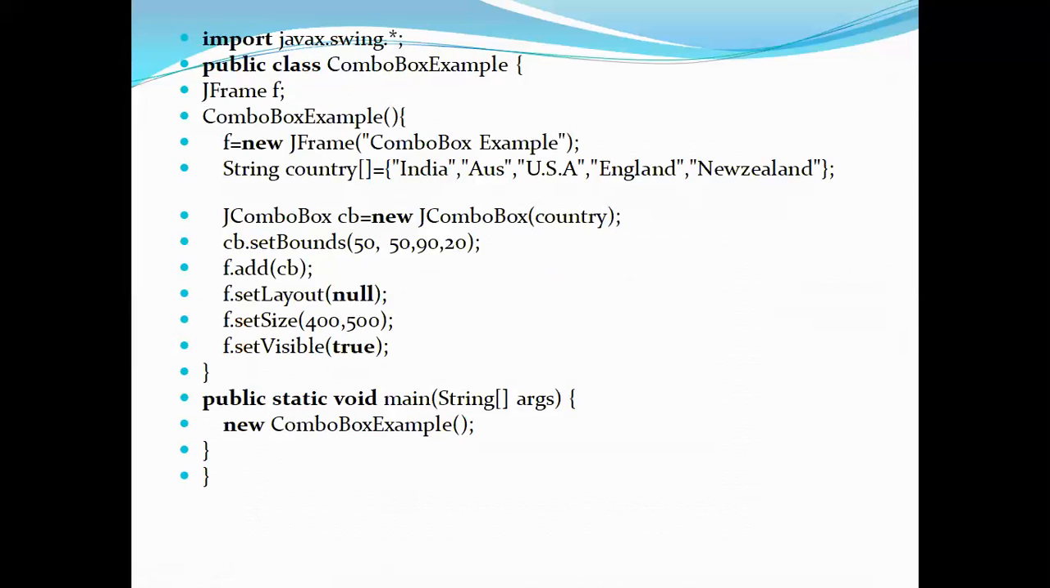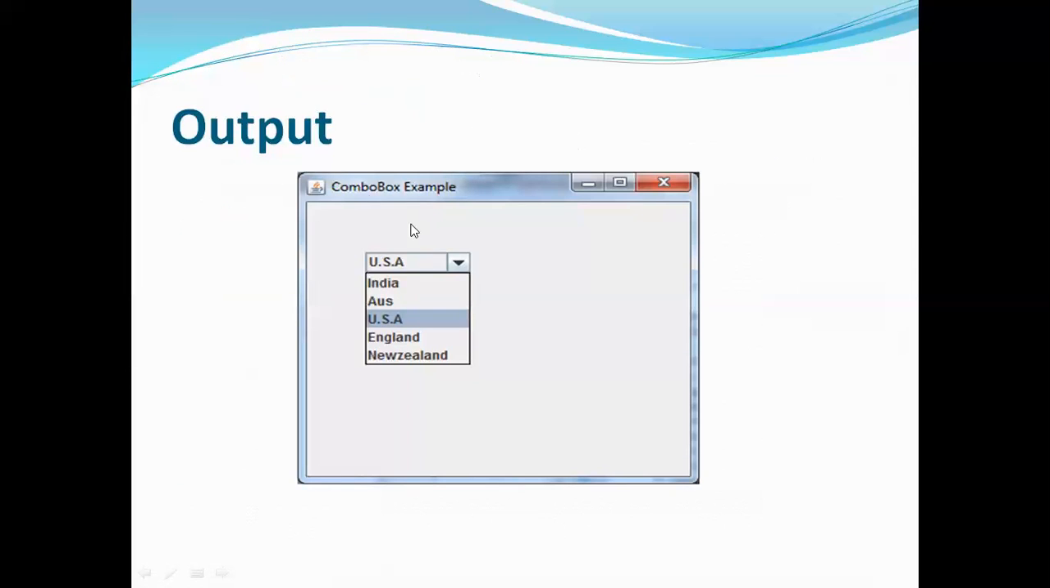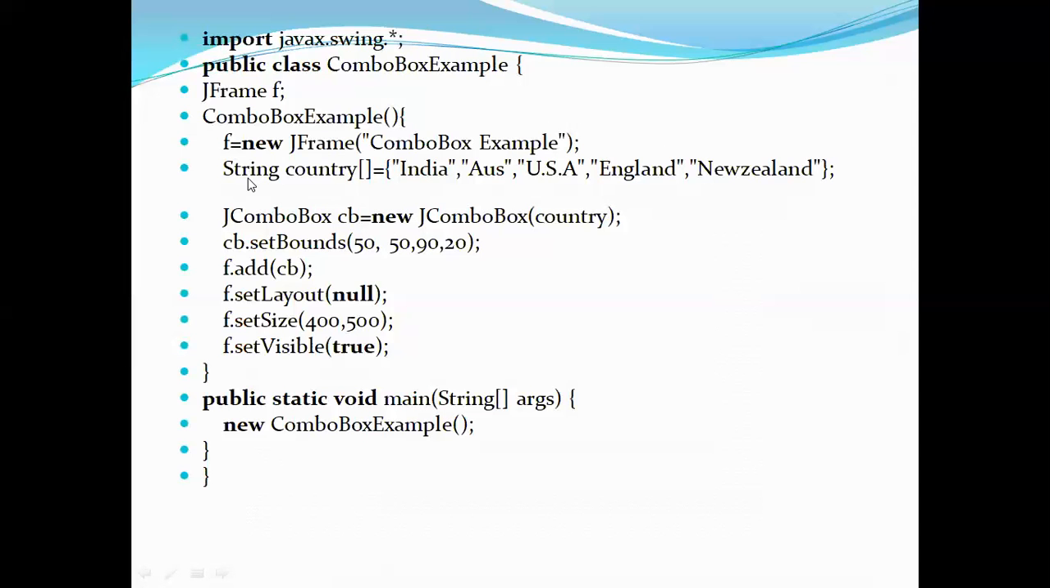Now in this program, again, I'm creating the object of my frame. Frame is equal to new JFrame, and the frame name is ComboBox Example. See here, it's ComboBox Example. Then I'm taking some number of strings in an array. That array name is country. So in that I've included some strings like this. 5 strings I've included into that array. Now I'm creating the object for my combo box. JComboBox cb equal to new JComboBox and array name, that is country.